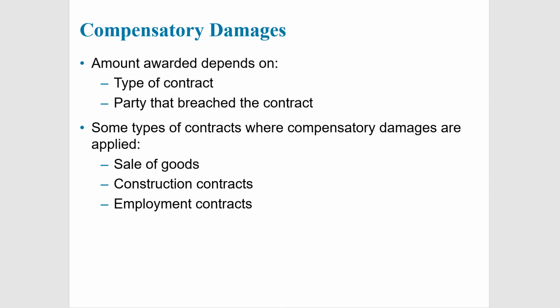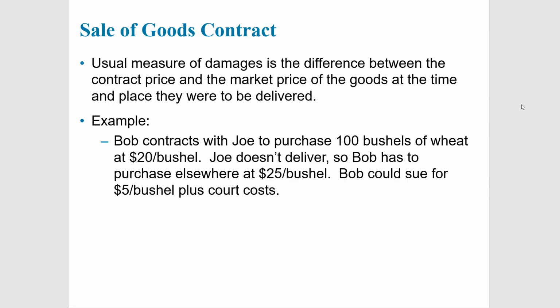For compensatory damages, the amount awarded depends on the type of contract and the party that breached the contract. Some types of contracts where compensatory damages are applied. These aren't every kind of contract where they're applied, but some: sale of goods, construction contracts, and employment contracts. We'll mention those briefly just so you get an idea.